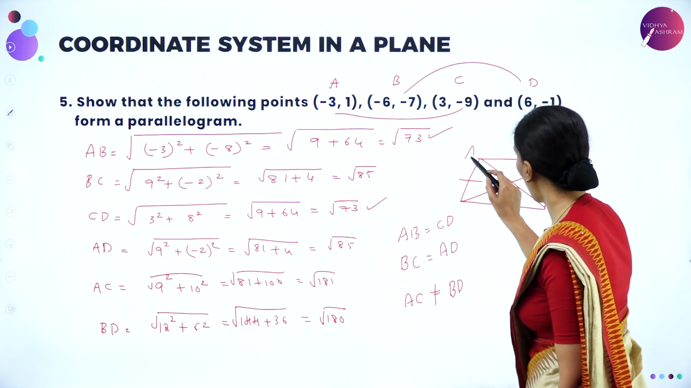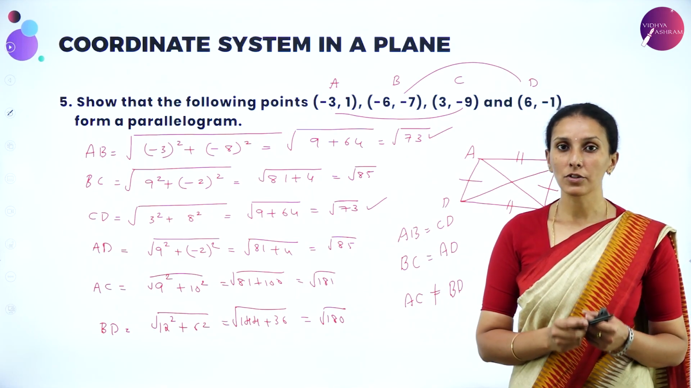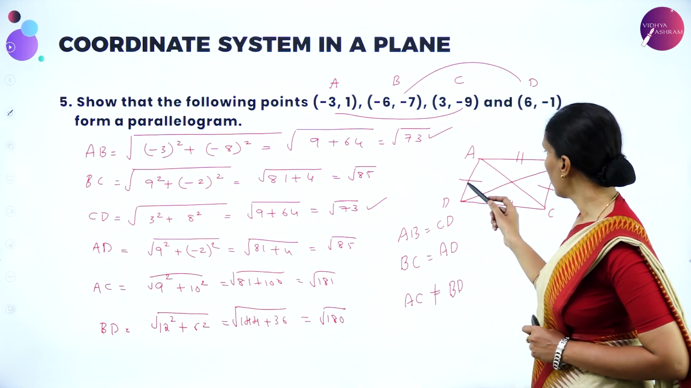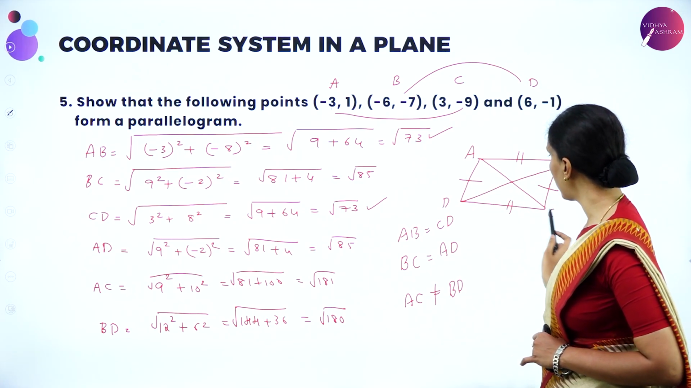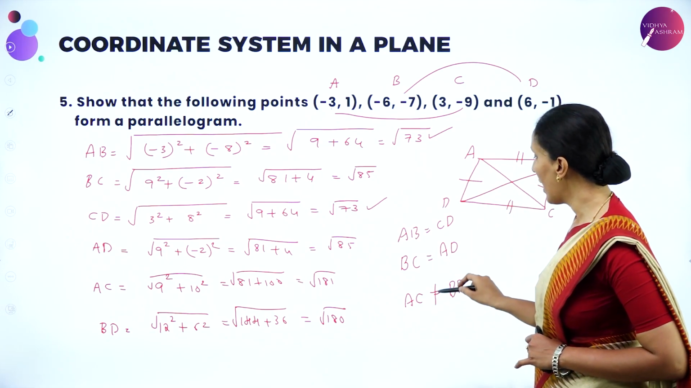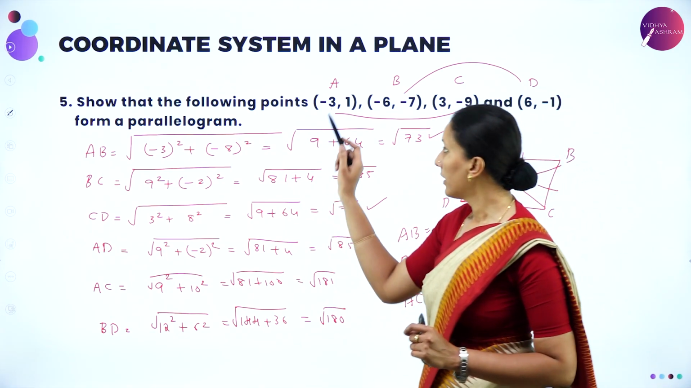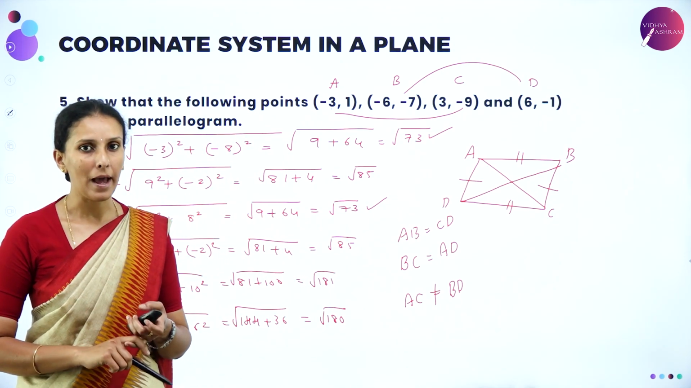So we can plot this as A, B, C, D. From the properties of a parallelogram, we can say here the opposite sides are equal. That is AB is equal to CD, AD is equal to BC. Also diagonals are unequal. So hence the points A, B, C, D form the vertices of a parallelogram.